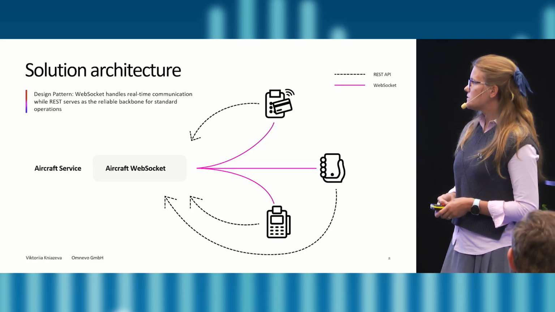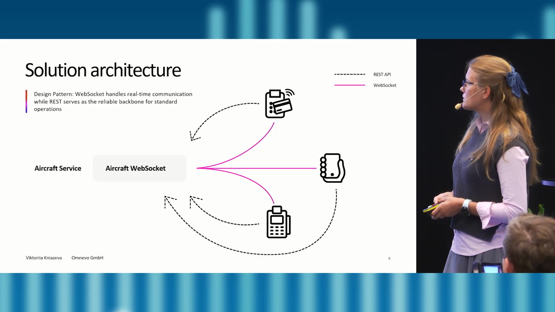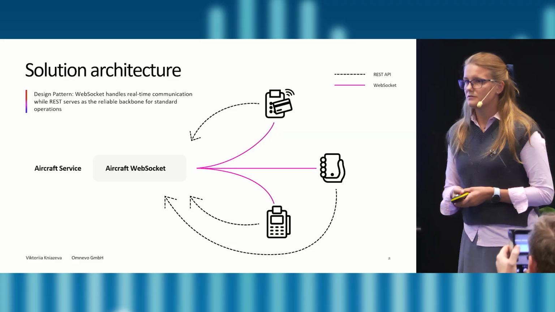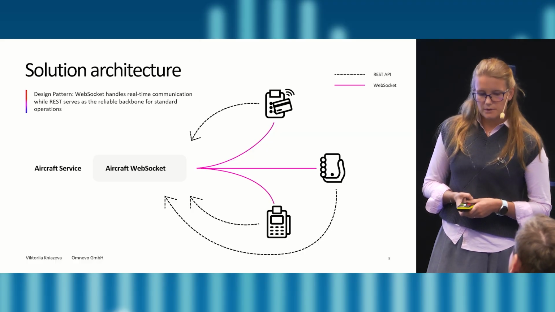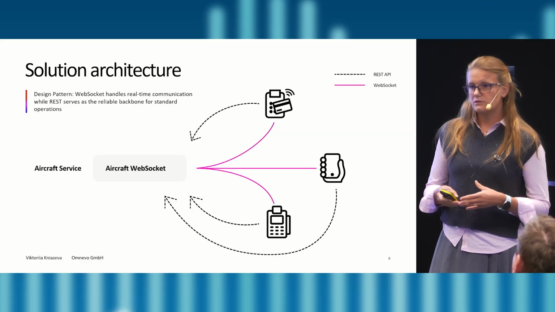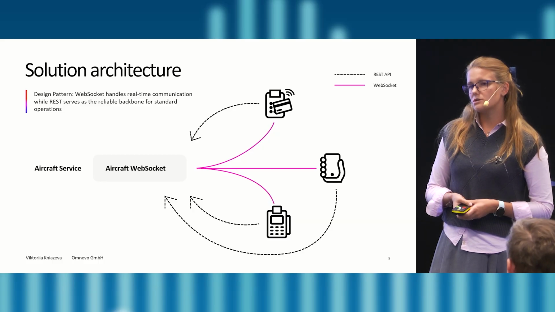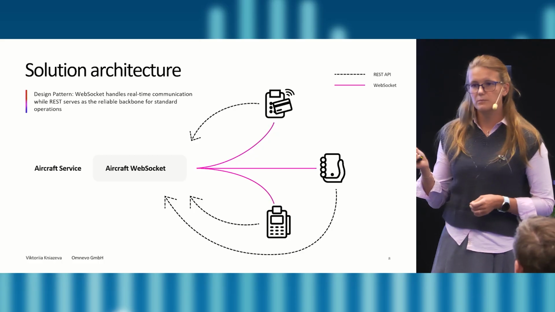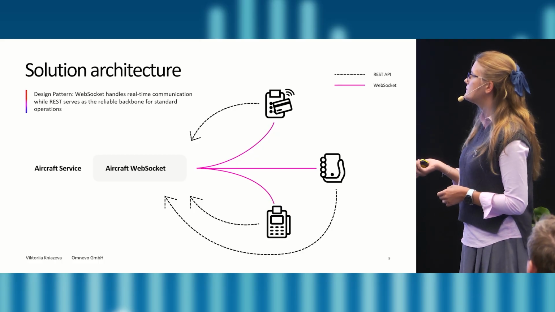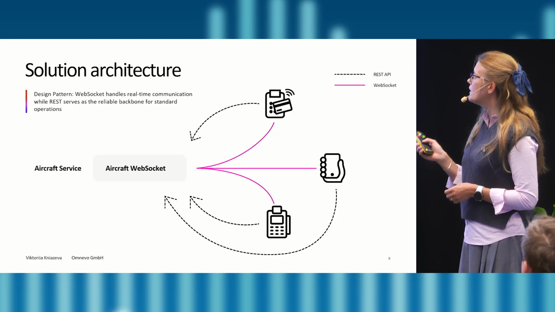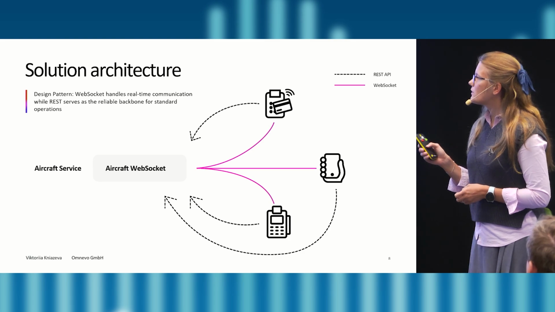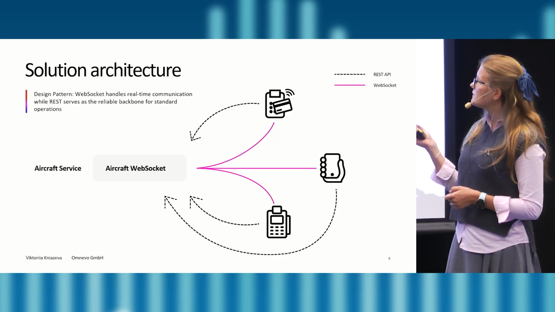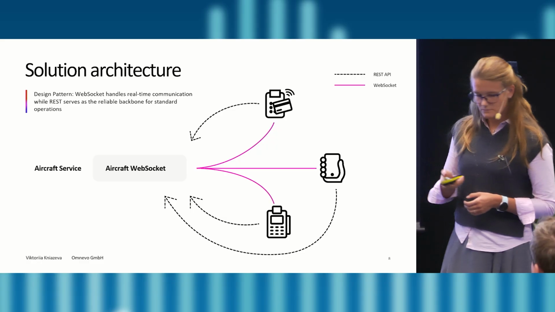On the aircraft service, we have our aircraft WebSocket running, and then we have all of the POS devices. We came up with a hybrid architecture where, as the backbone of the solution, we had REST API communication between the POS devices and the aircraft service. And then for enabling runtime communication and also frequent updates, we use the WebSockets.